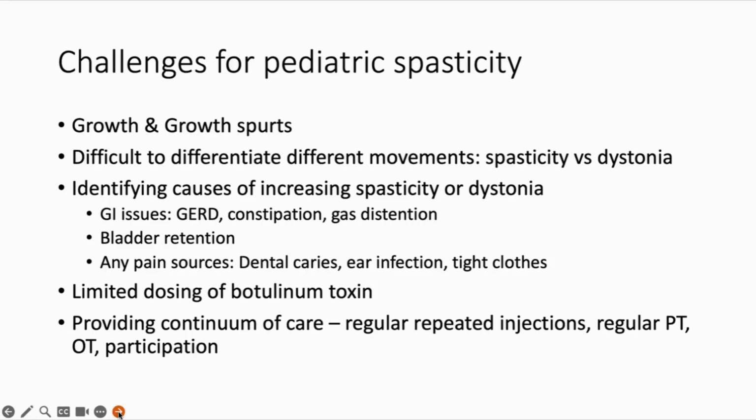Gastrointestinal conditions like gastroesophageal reflux disease, constipation, or gaseous distension can worsen spasticity or present with different posturing, which can make the diagnosis a little bit harder. Bladder retention or infections can worsen spasticity. Pain sources like dental caries, ear infection, tight clothing can contribute to increased spasticity or dystonia.